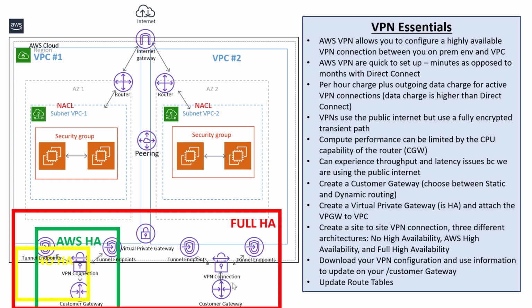The next step is to download your VPN configuration, and you'll be provided with this once you set up your site-to-site VPN connection. And this is going to be important to update information on your home router. It'll give you all the information that needs to be updated so that it can then talk to your virtual private gateway and your VPN endpoint. And the last step is to update your route tables, and that's it. It's very quick. It's important to know for the exam when you'll need to set up a VPN connection versus a direct connection.